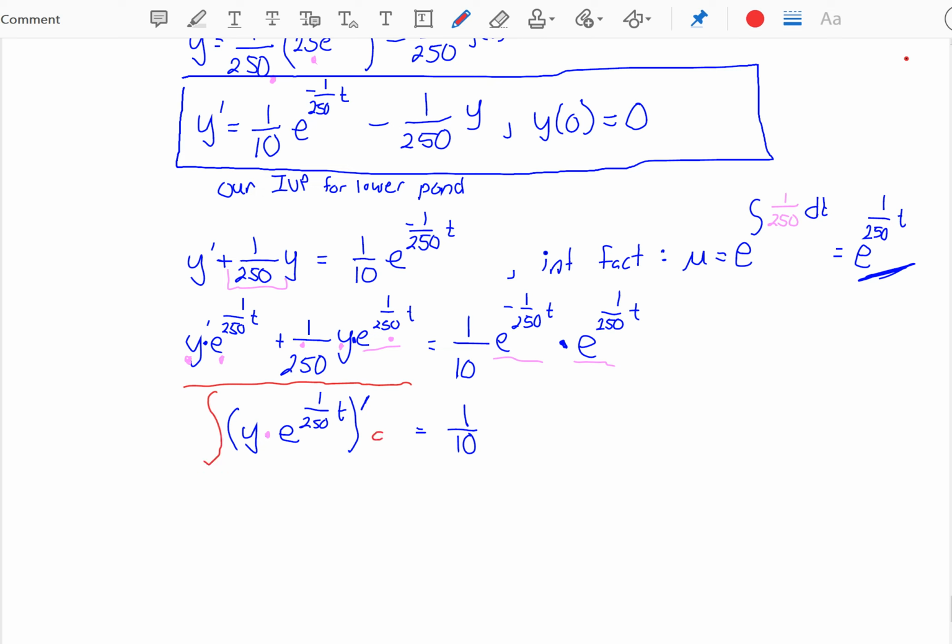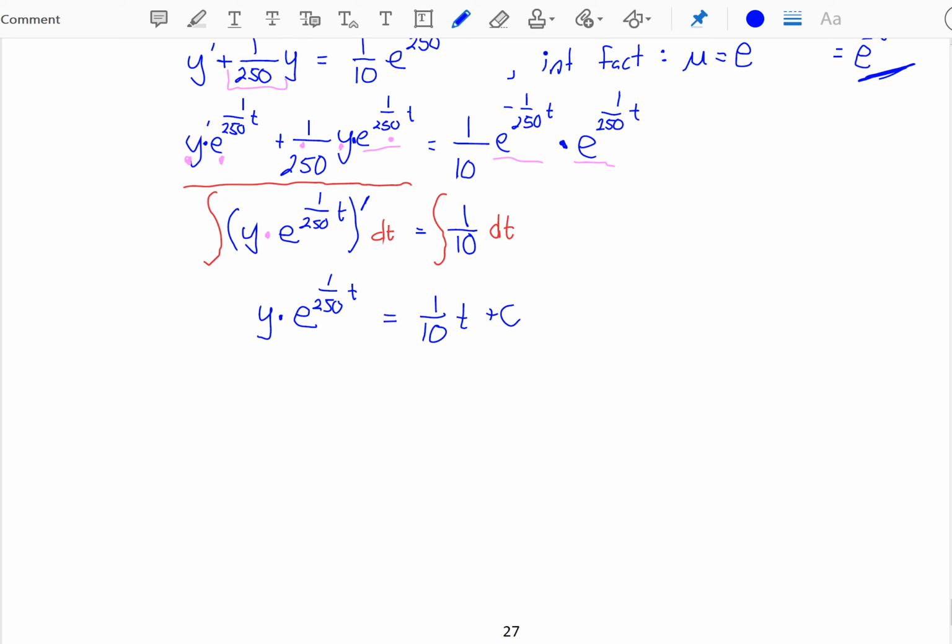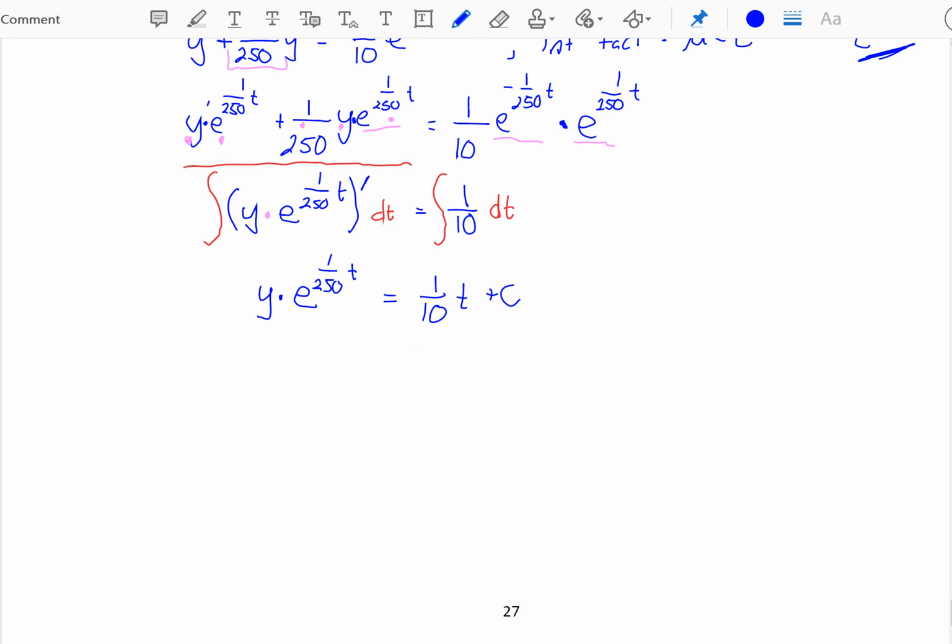I hope you now chose to integrate both sides with respect to t. Of course, on the left-hand side, the integral and the derivative will cancel, and you just have y times e to the 1/250th t. And on the right-hand side, the antiderivative of 1/10 is 1/10 t plus c. We wanted to solve for y, so now let's divide both sides by the e to the 1/250th t.